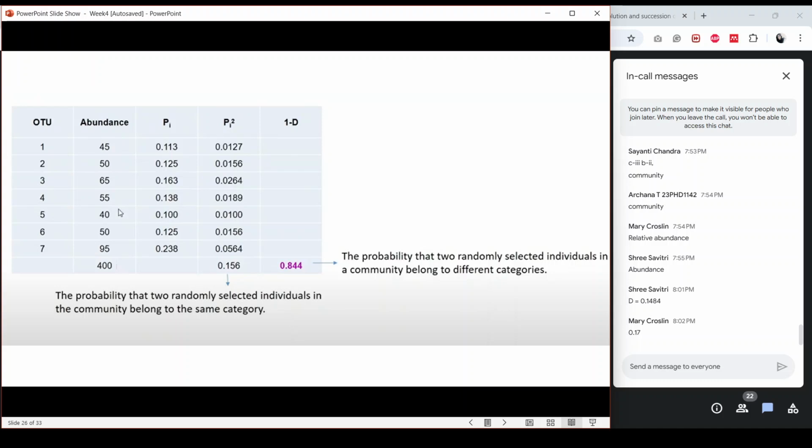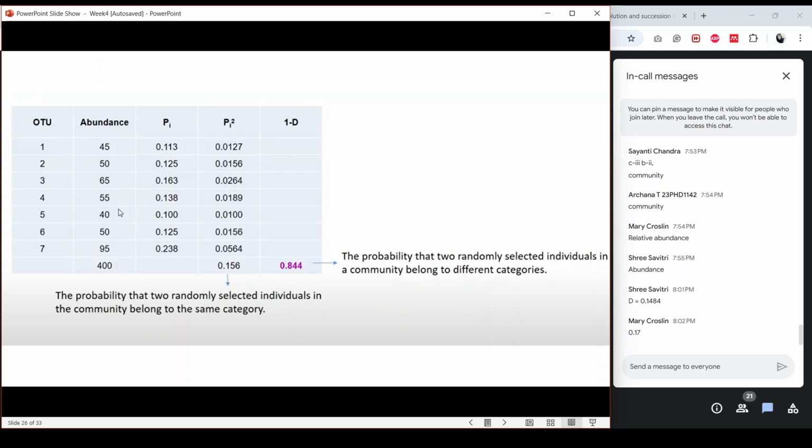So the correct answer is 0.844. Please match it with your own solution. How is this Pi calculated? First we will add all the abundance values, which came out to be 400.